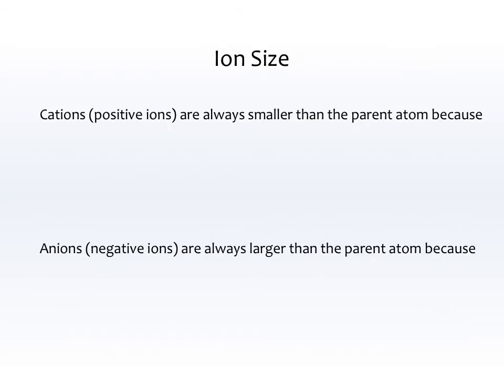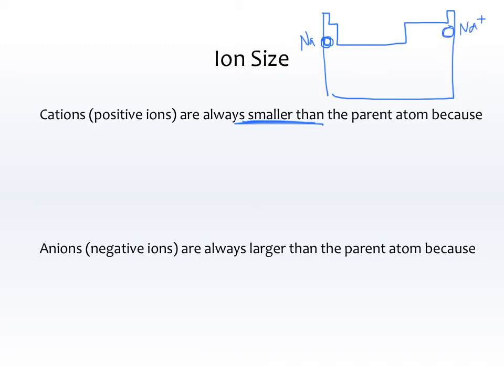So let's talk about ion size. Again, I'm going to draw my little periodic table just so we have a way to see things. Cations, or positive ions, are always smaller than the parent atom. So if we're looking at sodium, approximately right here, that will end up being larger than the ion, Na+. The cation is smaller than the parent atom. Na+ is smaller than Na. That is because when you're removing electrons, the number of protons stays the same, but the number of electrons repelling each other is reduced.